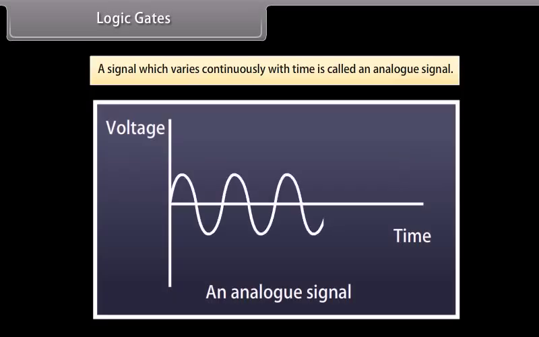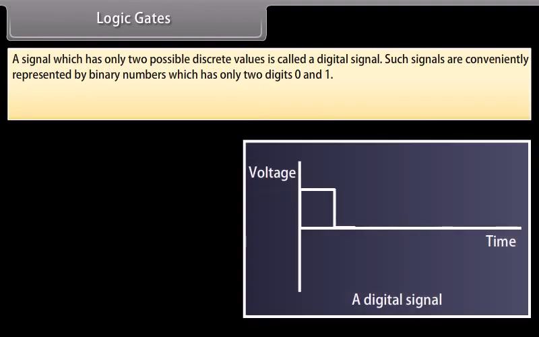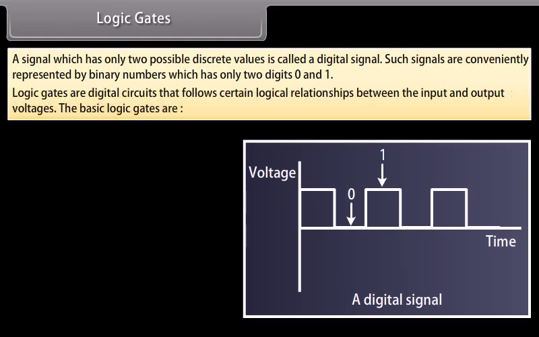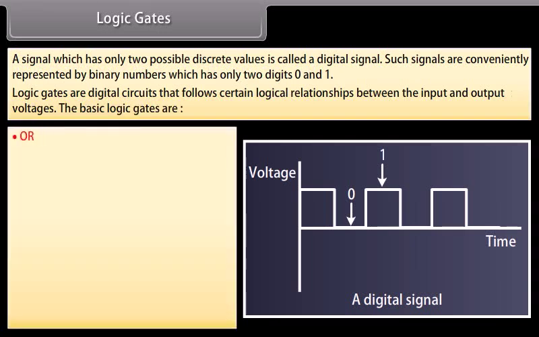Logic gates. A signal which varies continuously with time is called an analog signal. A signal which has only two possible discrete values is called a digital signal. Such signals are conveniently represented by binary numbers, which have only two digits, 0 and 1. Logic gates are digital circuits that follow certain logical relationships between the input and output voltages. The basic logic gates are OR, AND, NOT, NAND, NOR.